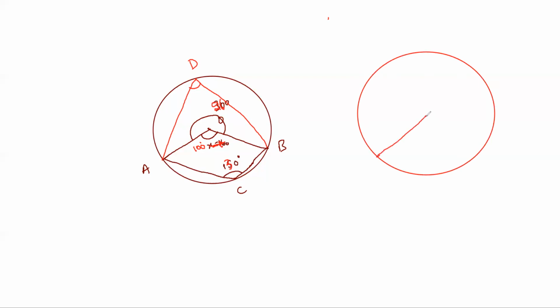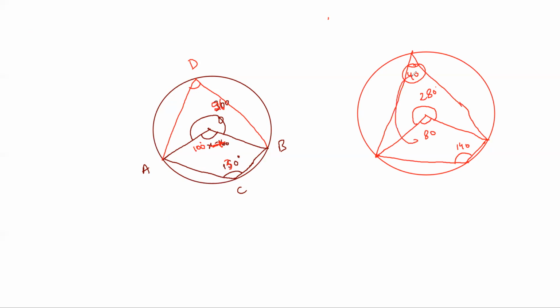Now, I just assume that this angle over here is such a big angle. So let's take this angle as maybe 140 degrees, so this angle will be 280, yes? And this angle over here will be 80 degrees. If this is 140, then this angle over here will be just 40, because 40 plus 140 is 180, and twice of 40 is going to be 80. So the angle at the center is twice the angle at the circumference.